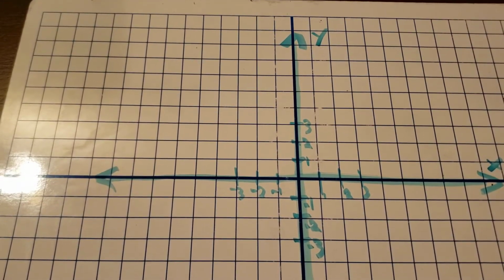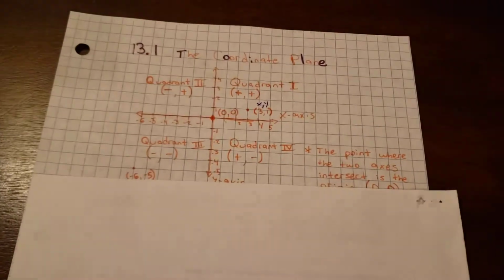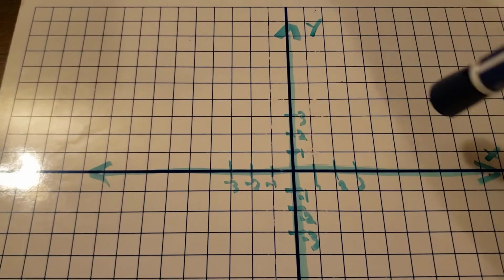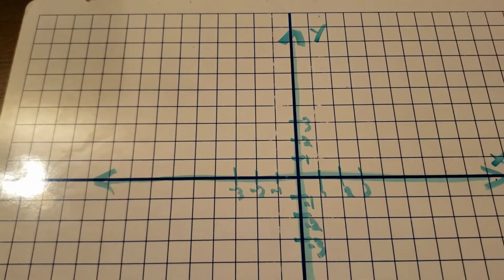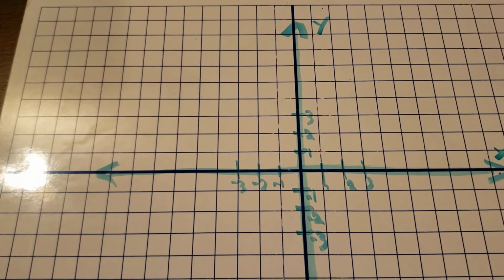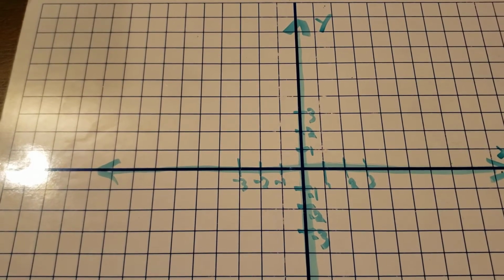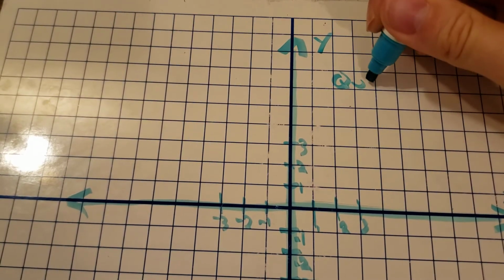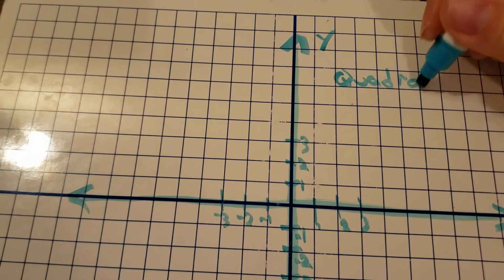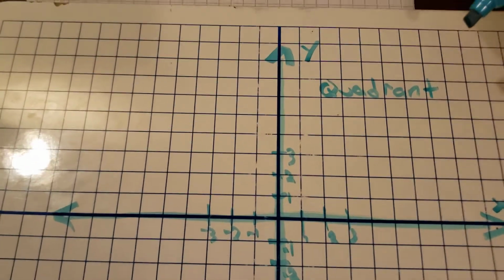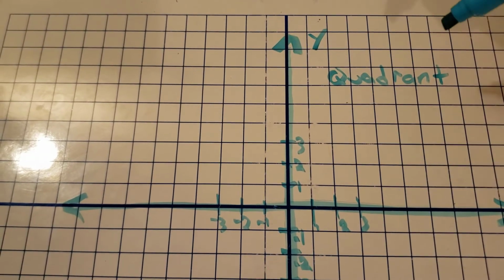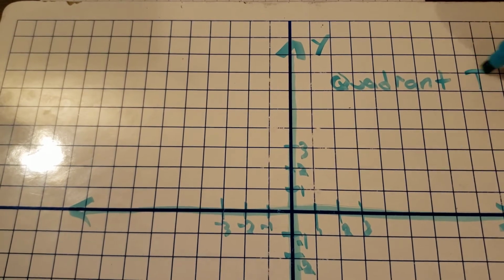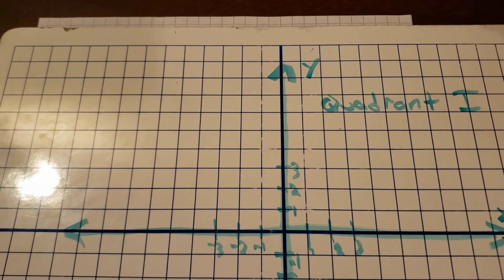Okay, now these axes are split up into 4 different components, 4 different groups. These groups are called quadrants. Quadrants are spelled Q-U-A-D, R-A-N-T, quadrant. This, in the top right, is quadrant 1. It's always shown with Roman numerals, so that's how I'm going to do it.